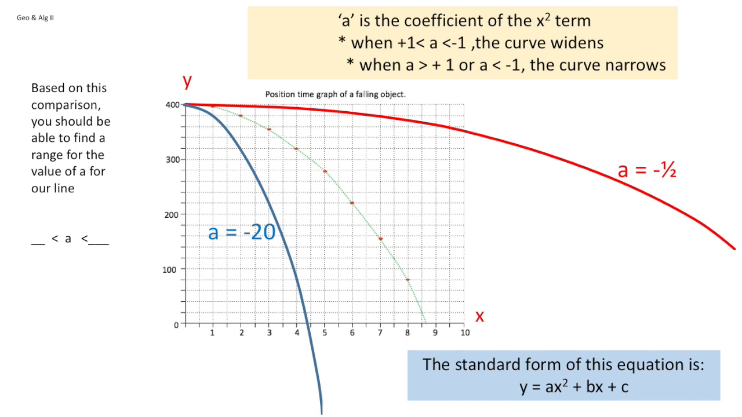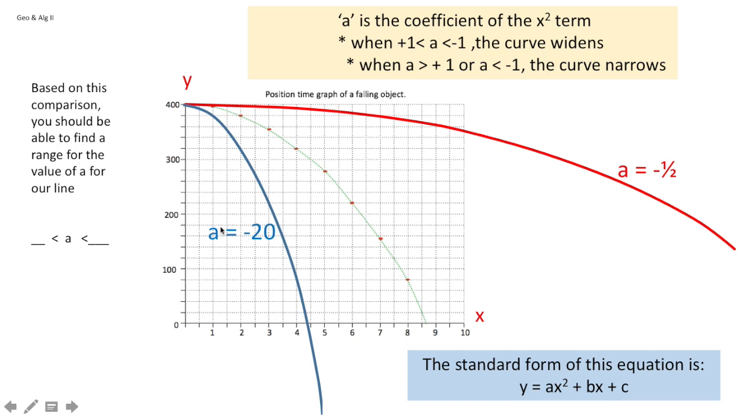Then the blue line shows what kind of a curve we would have if the value of a was negative 20. So negative 20 is clearly larger than 1 or negative 1, or at least the absolute value of a is larger than 1. So this shows that it's narrowing. So at this point, you should be able to narrow this down somewhat so that we ought to be able to identify what the range is for a.